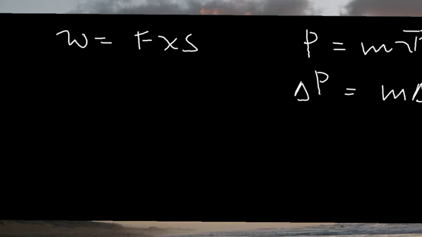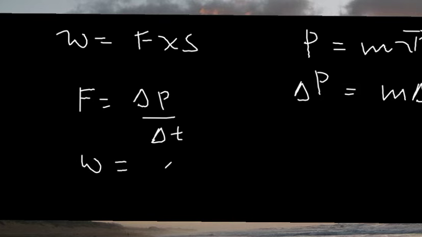Work done is force times displacement. Force, when connected with momentum, is equal to change in momentum over change in t. So work done is equal to change in momentum over change in t, multiplied by change in displacement.